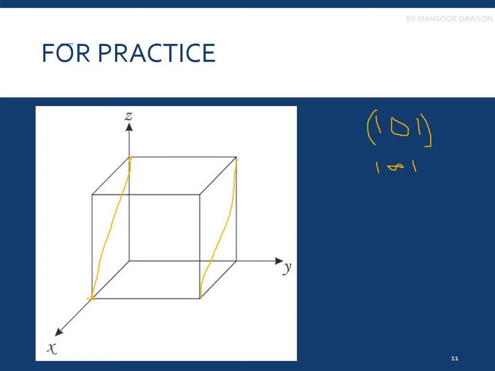It's not an accurate line I'm drawing, but you should draw an accurate straight line. Basically, this plane is the (101) plane, and this is the intercept for this. Okay.